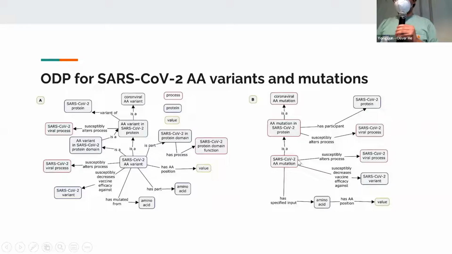The structure for SARS-CoV-2 amino acid mutation is a bit simplified, again, because this is a process. And we mostly have the specified input of the initial amino acid having some amino acid position, while the actual mutation event, either deletion or nonsense, is already asserted as part of the class.